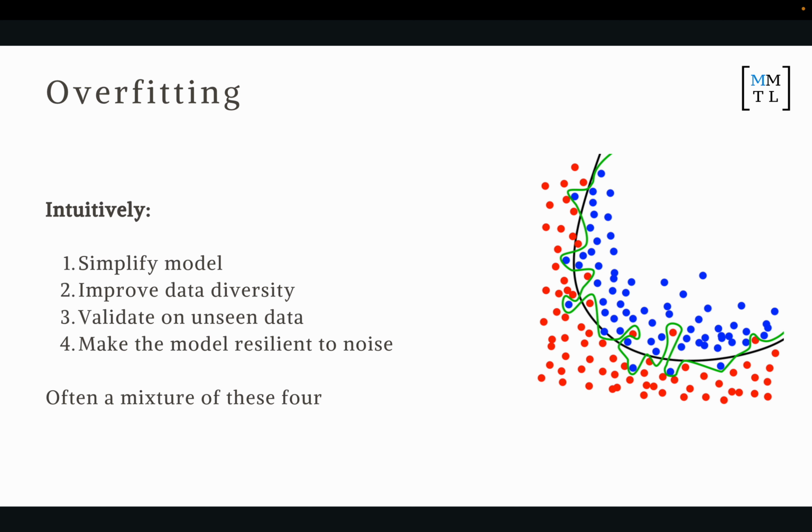So intuitively, these are the options that you have. One, you can simplify the model. For example, if we have too many nodes in our neural network, we can decrease the number of nodes. So that's simplifying the model. Second is to improve data diversity. It's not just the model itself. We can actually improve the data we're training it on, okay?